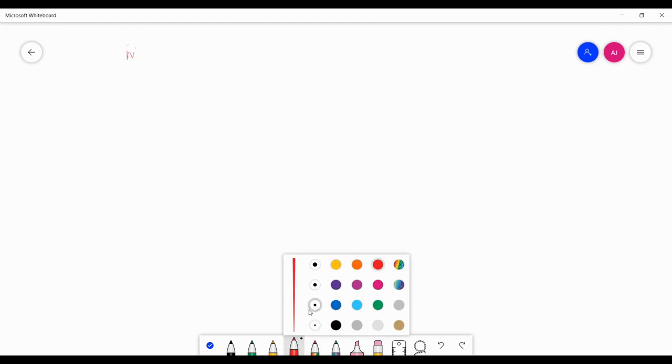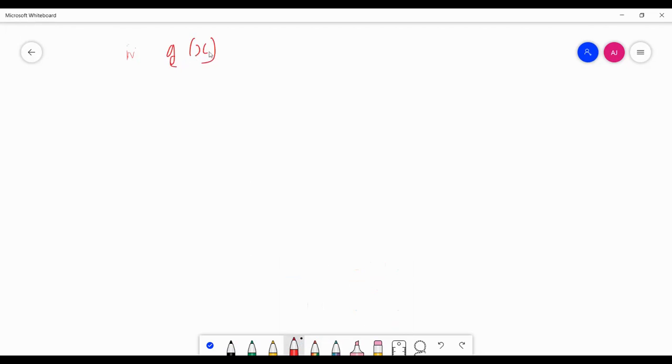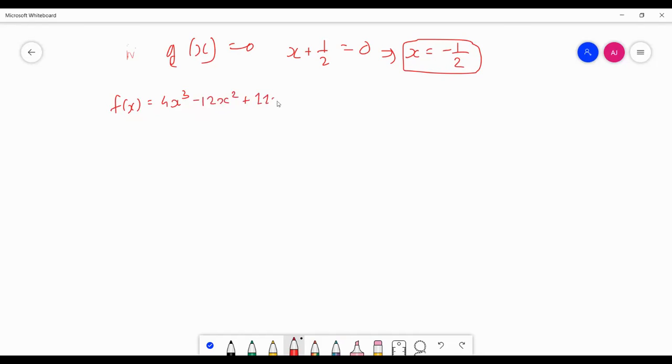We will first equate g(x), that is the divisor, to 0. So g(x) equal to 0, that is x plus 1/2 equal to 0. After solving this, we take 1/2 to the other side, and it becomes x equal to minus 1/2. This is the value of x. Now we will substitute this value of x in the equation. f(x) is given as 4x cube minus 12x square plus 11x minus 3. So this is the equation. Now we'll put the values.